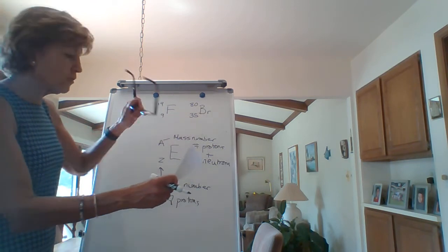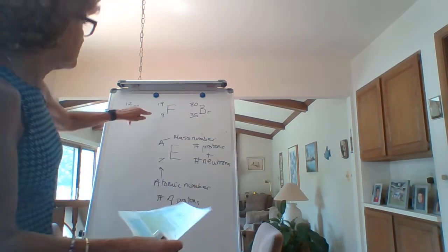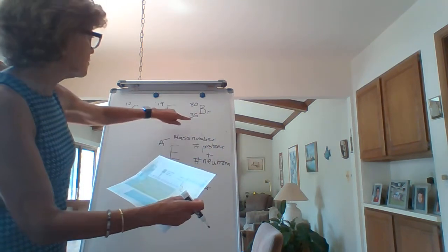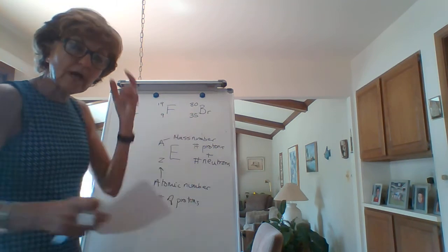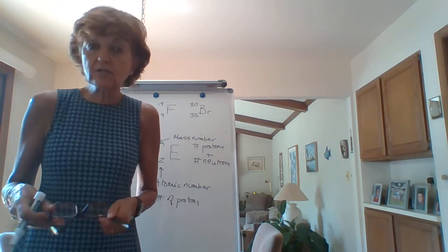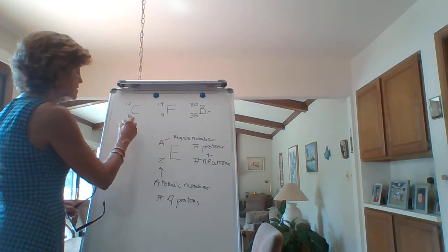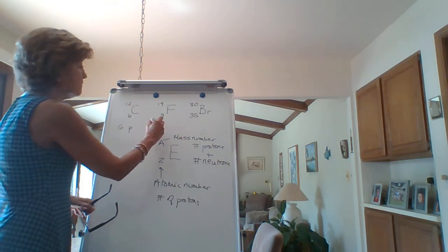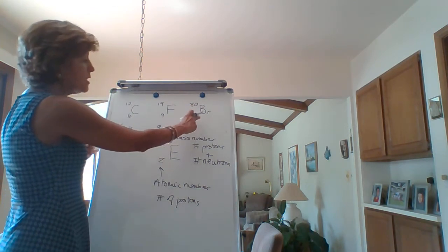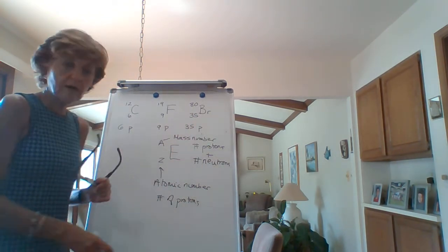So if you look at fluorine on the periodic table, what number do you see on the top? It's a 9, lower left. Bromine, what number do you see on the top? 35, lower left, 35. Okay, so these atomic numbers represent the number of protons. So if I asked you, how many protons does carbon have? You would say 6 protons. How many protons does fluorine have? You would say 9 protons. How many protons does bromine have? 35 protons. Okay?